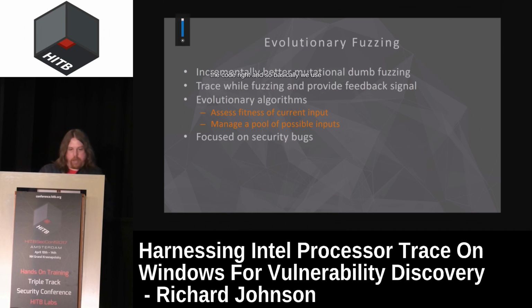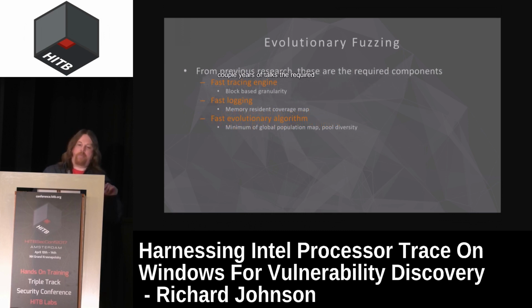And so basically we use the code coverage as a fitness function, which is what you would use in genetic programming, and then we also utilize that over time to determine each new input. It's interesting. From my last couple of years of talks, the required components in order to do this effectively are: we need a fast tracing engine, obviously. The slower your tracing engine is, the fewer times a second you can execute. We need block-based granularity as opposed to something like function coverage.